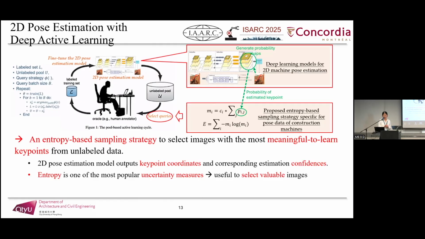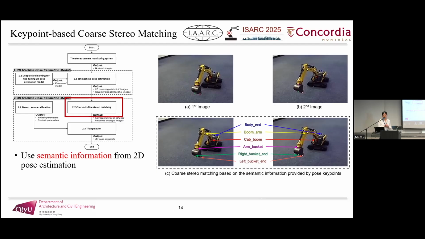As mentioned, in this process, we need to find an effective strategy. So that is why we use entropy-based methods, using entropy as the uncertainty measurement for the images, so that the images with high uncertainty will be selected for the labeling. Other images, we will not select them. In this process, we can reduce the data labeling efforts. And after that, we can get the 2D coordinates of the key point and use that to do the stereo matching.